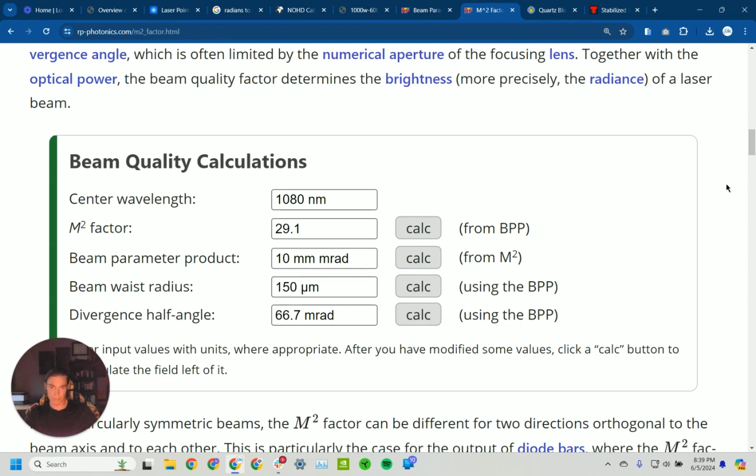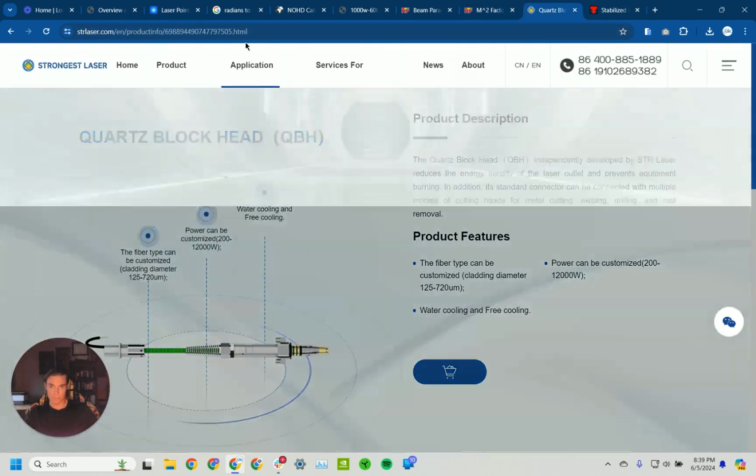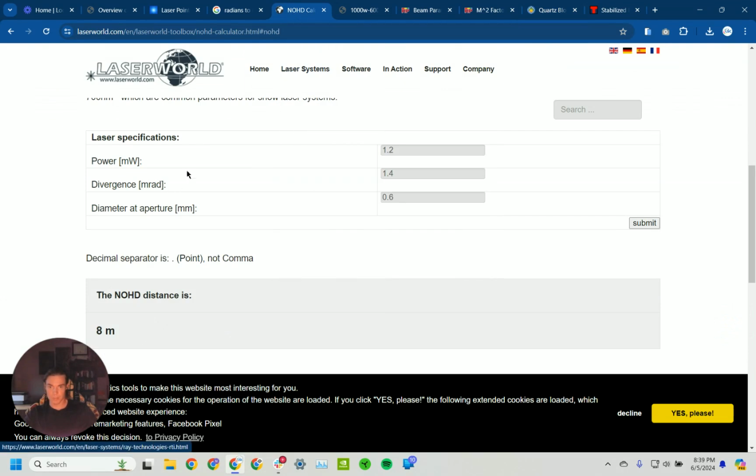Great. So these numbers match. That's a good thing. So let's go through the exercise of calculating the nominal hazard distance from both of these calculators. So what is our power in milliwatts?